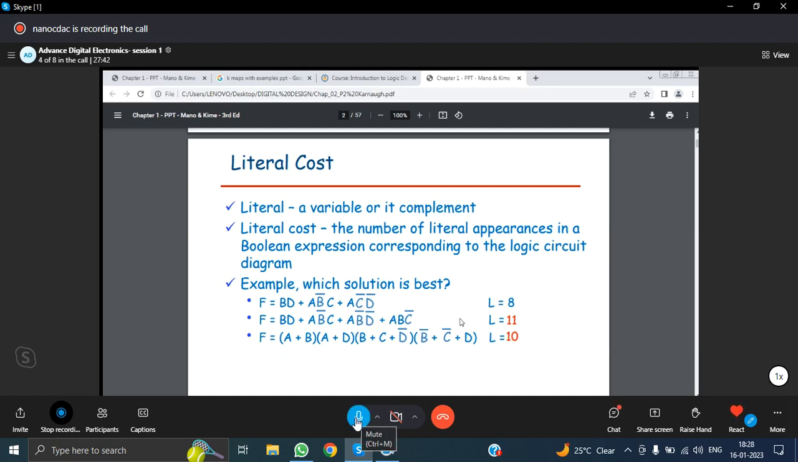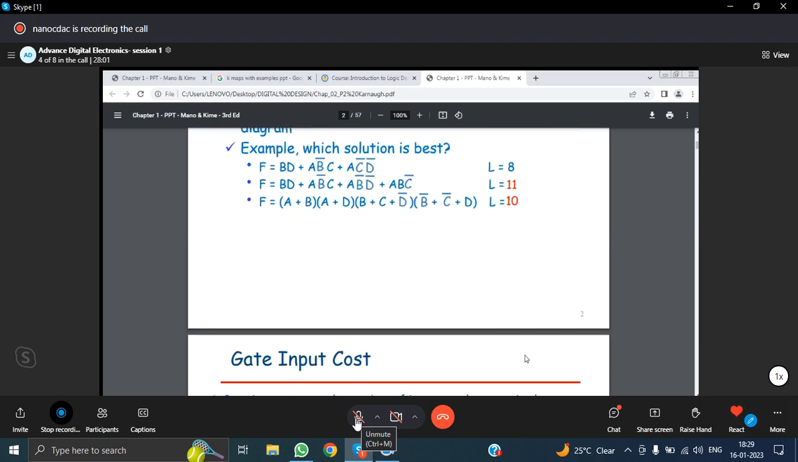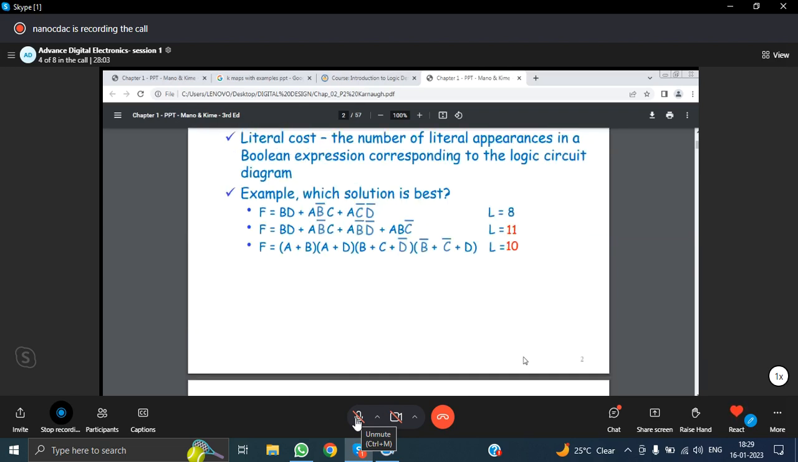So first function is having 8 literals. Second function is having 10 literals. Third function is having, second is having 11 literals, and third function is having 10 literals. Obviously, I will be preferring the first one only. Okay, first one only. Why? Because number of literals is equal to number of transistors. Okay, you should remember this.